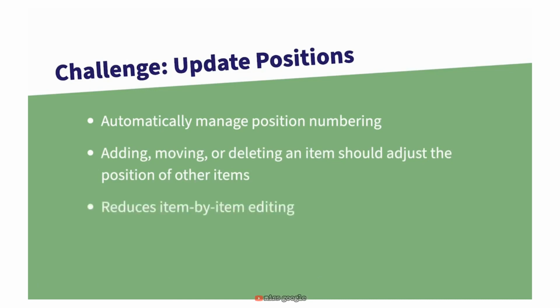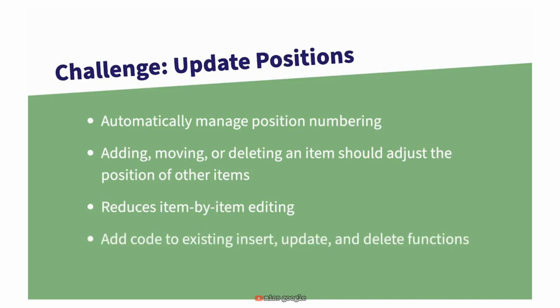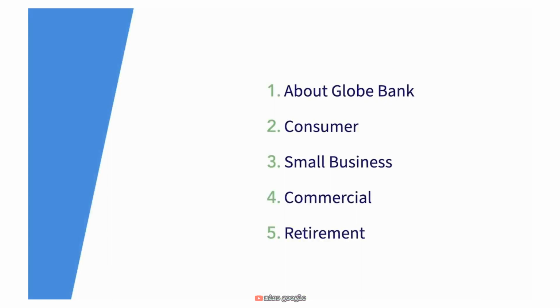It's going to reduce the item by item editing, because right now, if you want to move a subject from position 1 to position 5, you have to go into all the other positions for the other subjects and adjust them accordingly. That's a real pain. Instead, we're going to add code that's going to automatically adjust those other positions for those other items whenever you perform those functions for insert, update, and delete. Let me walk you through some of the concept of how it works. So let's say that I have a list of subjects. Here I have 5 different subjects. I've added a new one that we don't have in our database called retirement. And let's say that I want to add a 6th one as well.